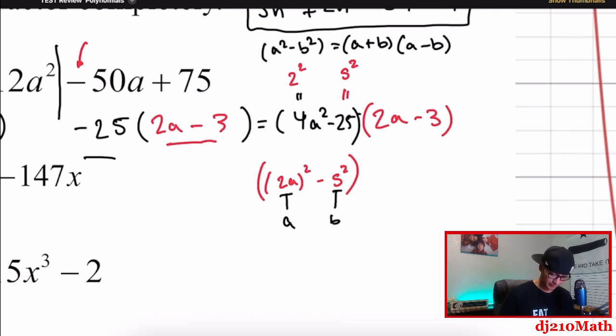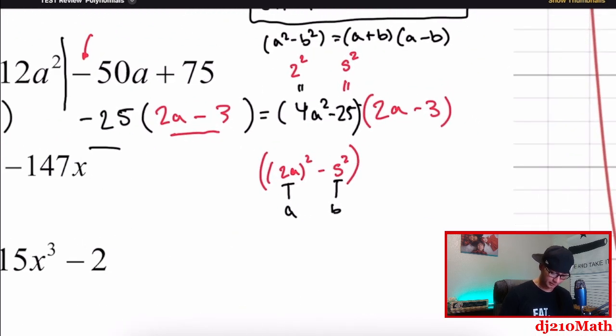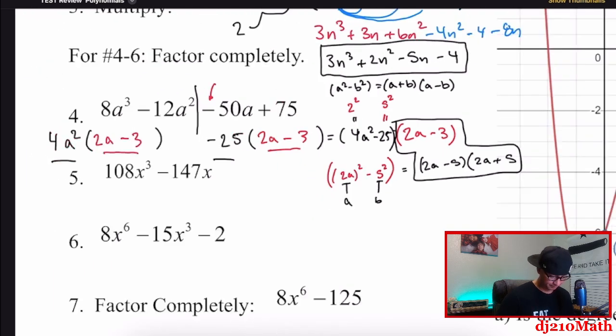So, final answer, putting it all together, it's 2a minus 3 in red. And then this part's going to be 2a minus 5, 2a plus 5. So all three of these are going to be multiplied together. It's the factors, basically.